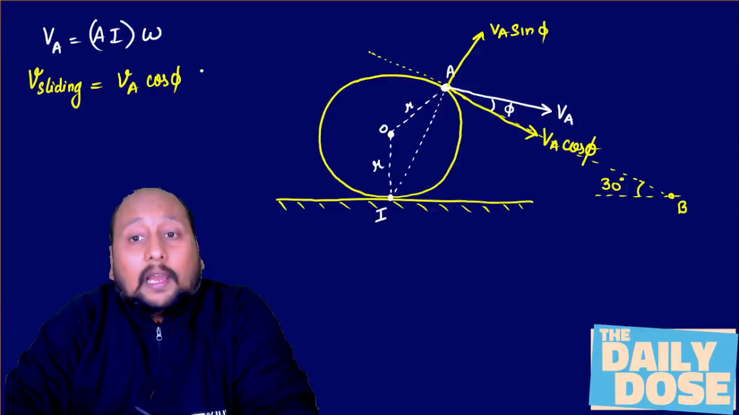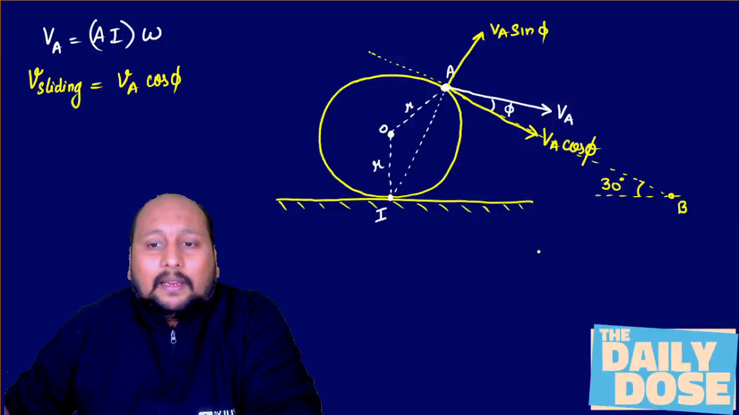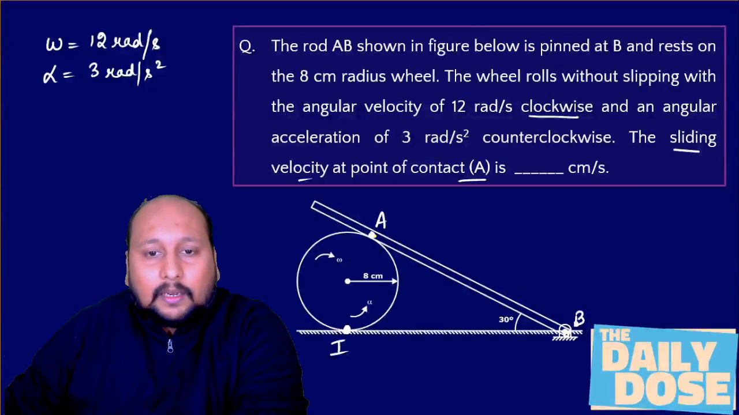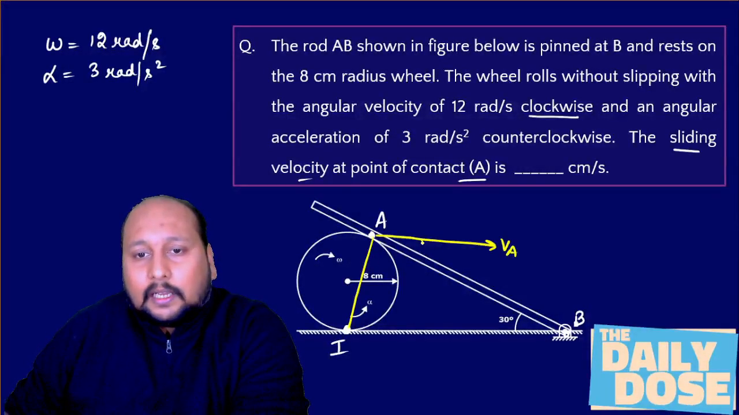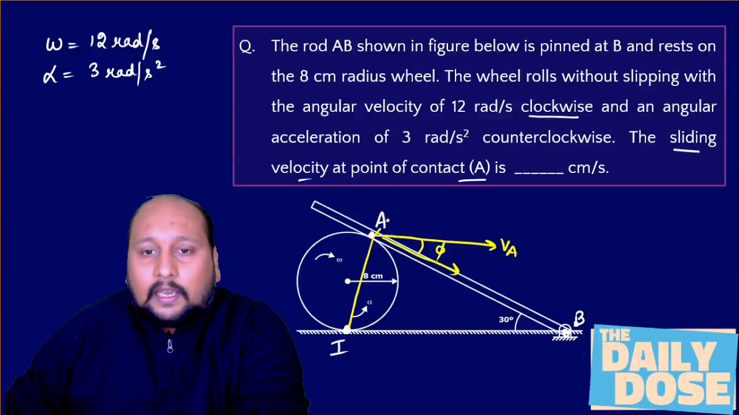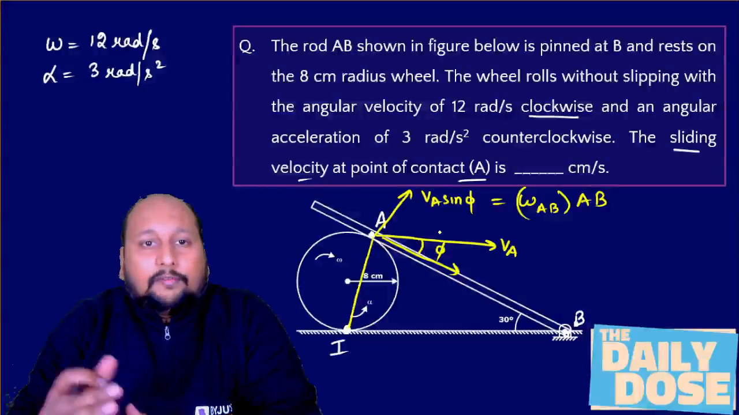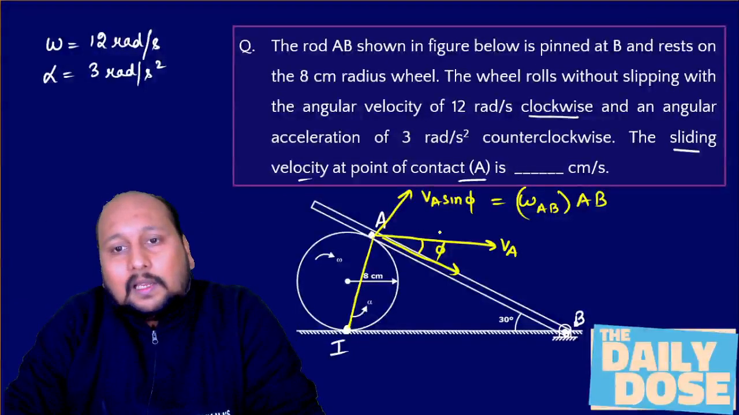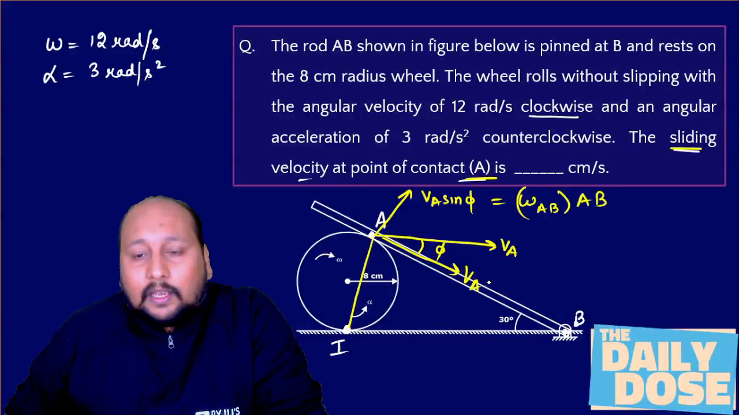And let us suppose in future they ask you what is the angular velocity of this AB link. If I say this is your VA velocity, and I take the components VA cos phi and VA sin phi, then VA sin phi will be responsible for the angular velocity of this link AB into the distance AB. So if they're asking you the angular velocity of link AB, you can easily calculate it using this formulation. But in this problem, they're asking the sliding velocity at the point of contact A. That will be this component, that is VA cos phi.